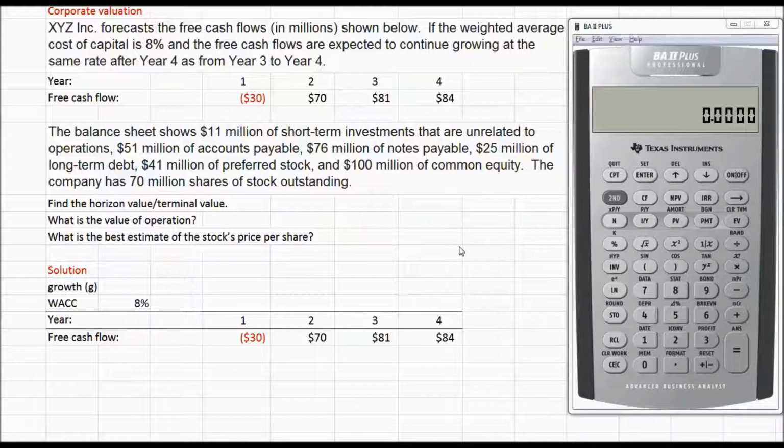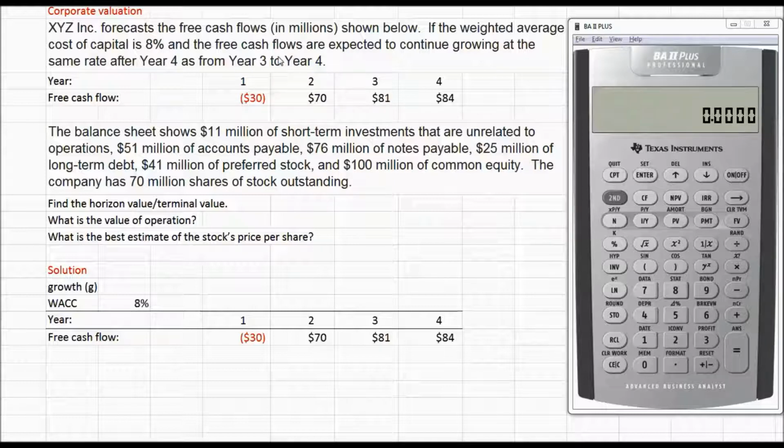I'm going to show you how to find the intrinsic value of a stock price. Here I have this XYZ company. For the forecasted cash flows, in year one we have a negative cash flow, and we have positive cash flows in years 2 to 4. So we have cash flow information, and we have the discount rate, which is WACC in this case.